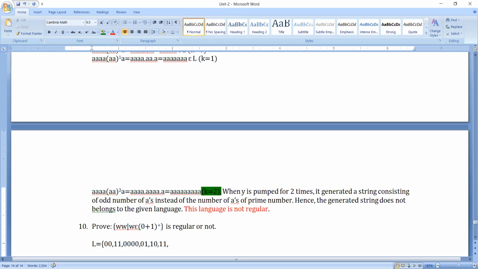So 0, 0, it will be 0, 0. This will be 0, 1. It will be 1, 0. And it will be 1, 1. In the same manner, if you take 000 as W, then WW will be 000, 000, and so on.